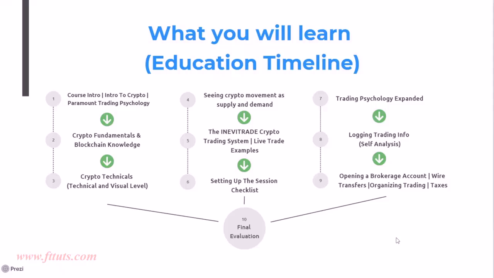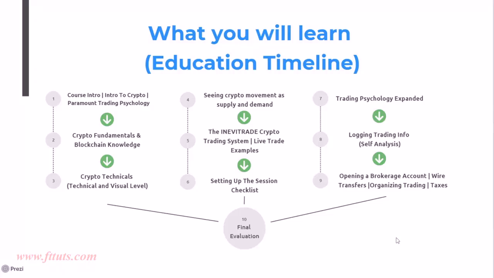Okay, step number 5 is probably the most important step. This is the InnovaTrade crypto trading system. This is the proprietary trading system I've designed over the past 2 years that I'm now sharing with you. It's a systematic way of trading that has been back tested by me, that is proven to work. You're going to learn exactly how to implement the strategy, and you're also going to see examples of both longing and shorting in this course.